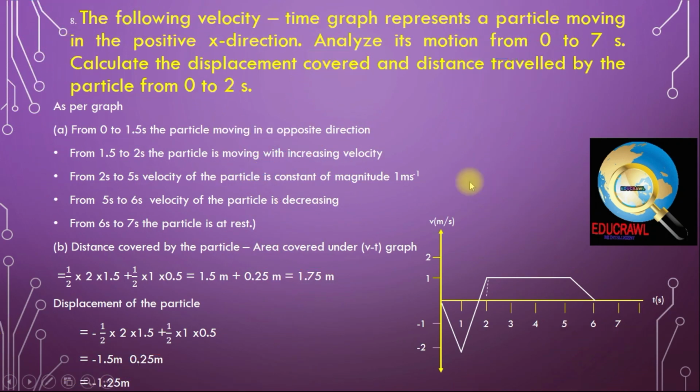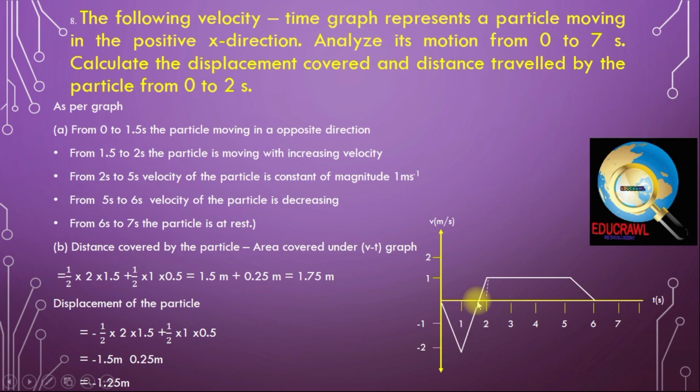Now, the eighth problem. The following velocity-time graph represents a particle moving in the positive x direction. Analyze its motion from 0 to 7 seconds. Calculate the displacement covered and the distance traveled by the particle from 0 to 2 seconds. First we will give an analysis of the graph from 0 to 7 seconds. You can divide the graph into 0 to 1.5 seconds. In 0 to 1.5 seconds, if you see the diagram, the object is moving in the opposite direction.